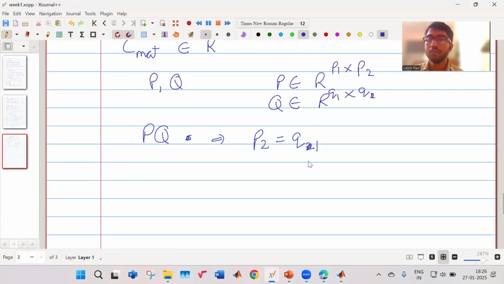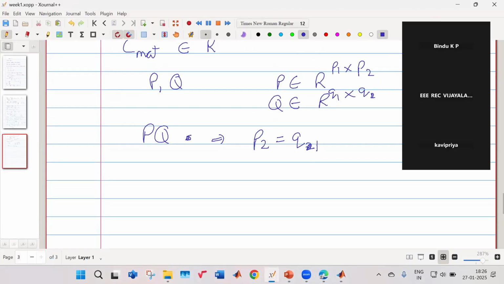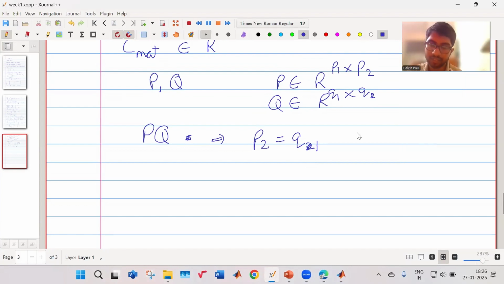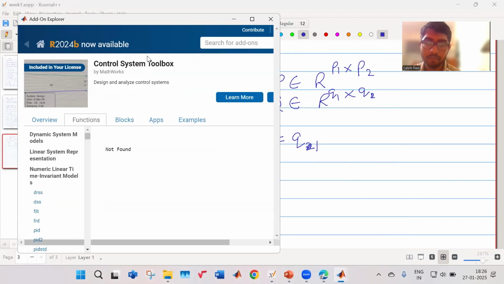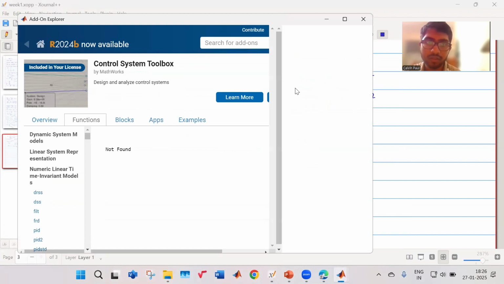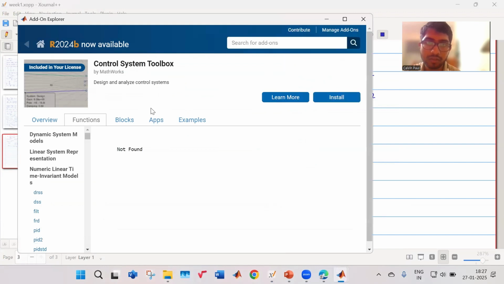Okay. So till here, are there any queries? If you have any queries, you can ask me, or I can show another way of how to get the state space representation for a series RLC circuit. So this is the control system toolbox. Let me install it.